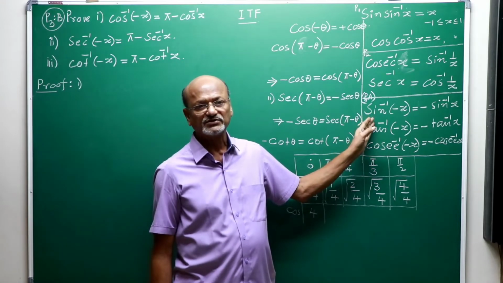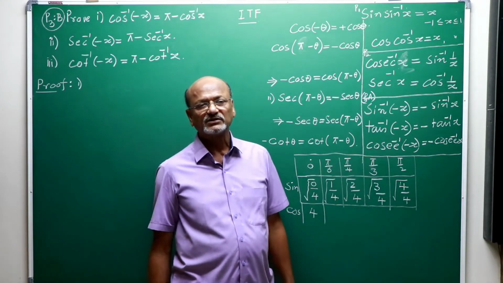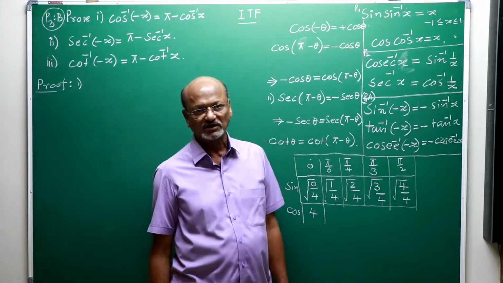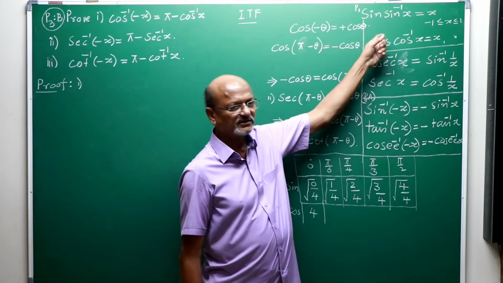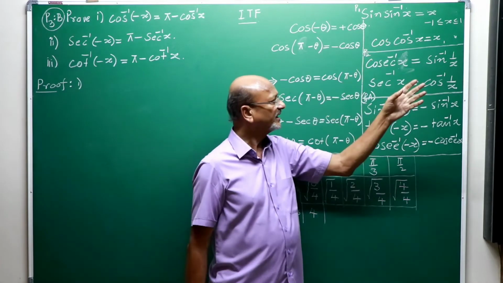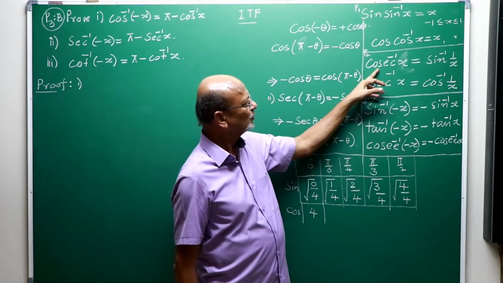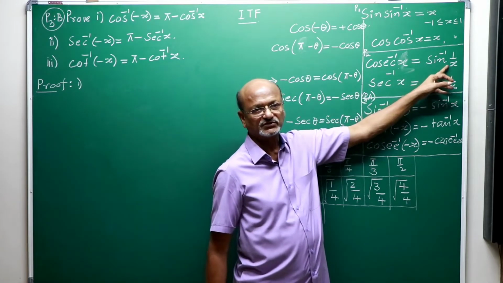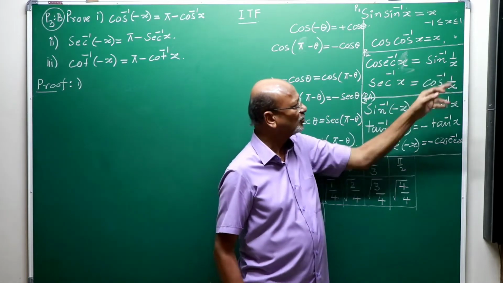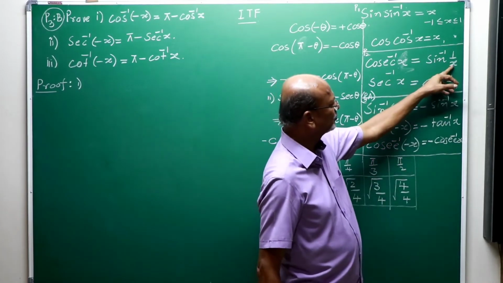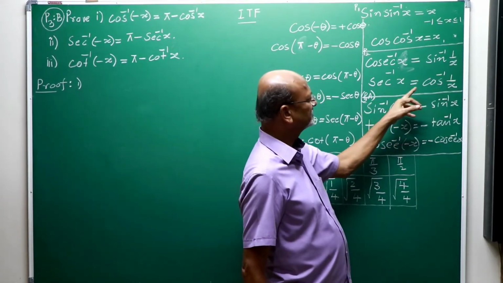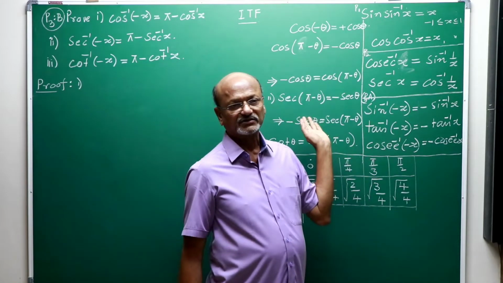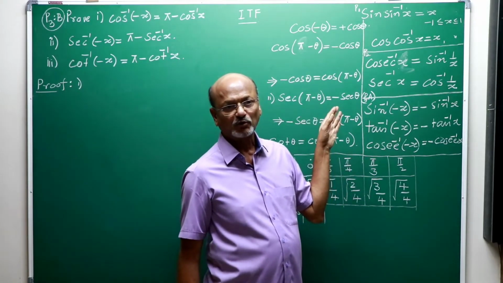For sec inverse, the domain is R minus the open interval minus 1 to plus 1. The same for cosec inverse also. This is the first property. Then the second property: cosec inverse x is sine inverse of 1 by x, where x is not equal to 0. Sec inverse x is cos inverse of 1 by x. Cot inverse x is tan inverse of 1 by x. They are reciprocals, my friends.